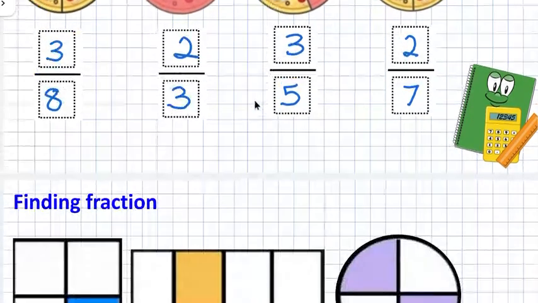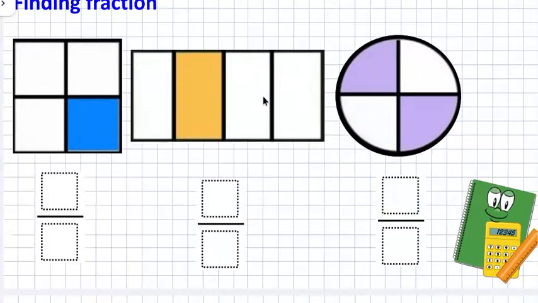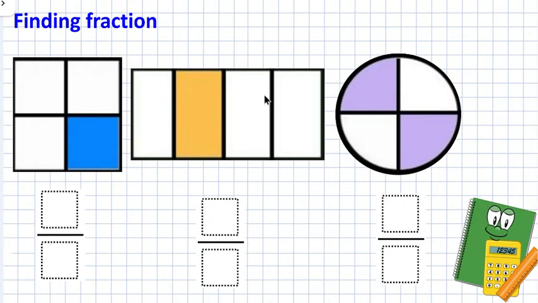So let's take a look at more examples. In this example, we want to find the fraction of the colored part. In this one, we have 1 colored part, which is 1, and then you count the total parts, which is 1, 2, 3, and 4. In this one, we again have 1 colored part, 1, and the total parts are 1, 2, 3, and 4.